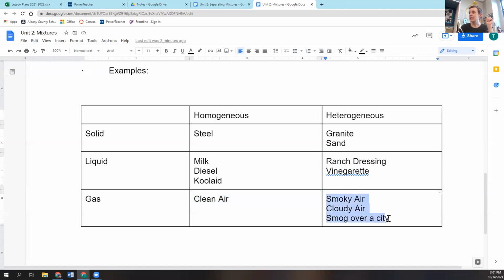And then a heterogeneous gas mixture would be like smoky air. Okay, if I light a match and blow it out, you can see the smoke coming up. That is a heterogeneous piece to the air because it is not uniform anymore.